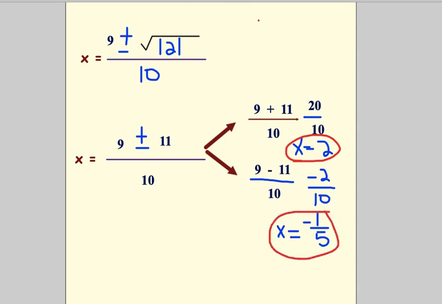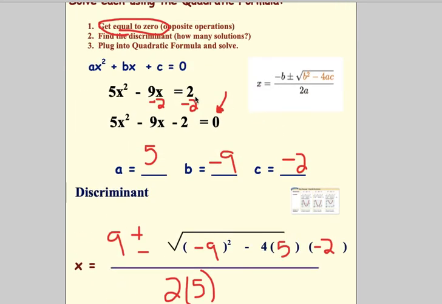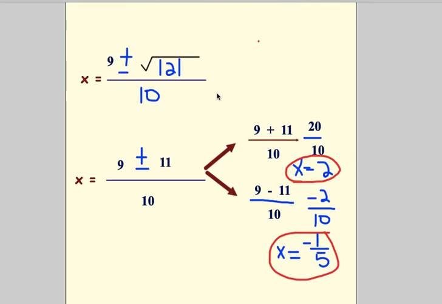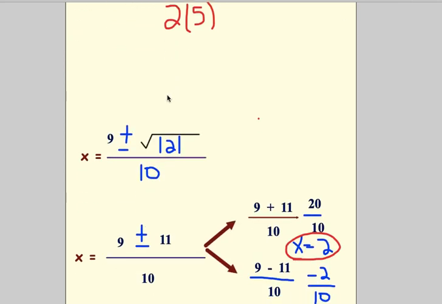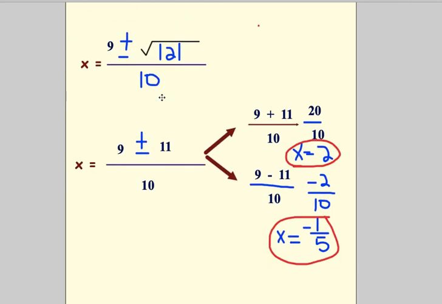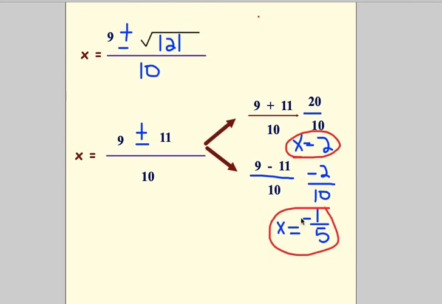Of course, if we had a little bit more time, I would punch this in here, and I'd go 5 times 2 squared minus 9 times 2, which should equal 2. If I did 5 times 1/5 squared minus 9 times 1/5, it again would equal 2. But for time purposes, we're just worried about how many answers and the correct answers.